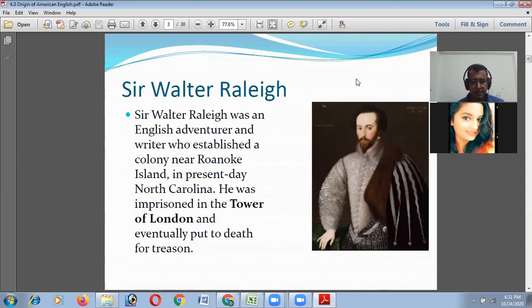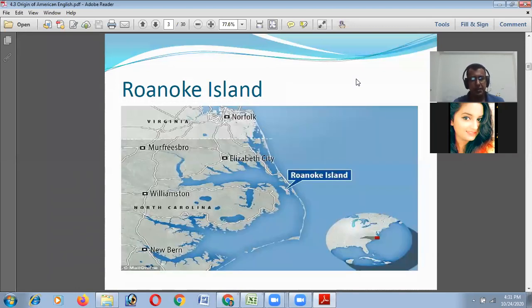He was imprisoned in the Tower of London and eventually put to death for treason. This is the history. And this is Roanoke Island, and Virginia, and this is part of the state of North Carolina in America. There is this island. The first time Walter Raleigh established a small settlement over there, though he failed to establish a colony.